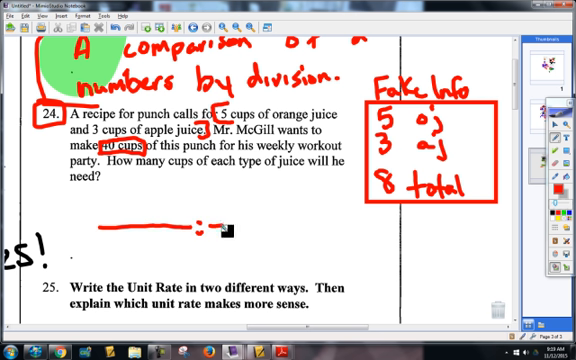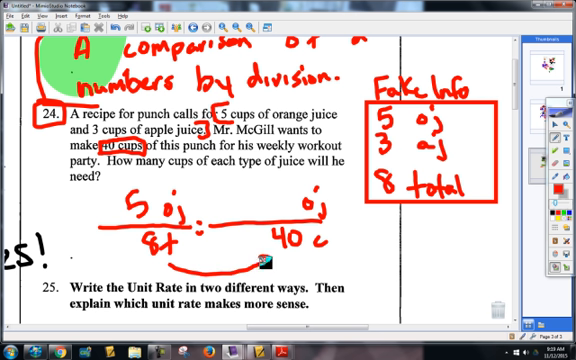Because we've got to figure out, if I know he wants to make 40 cups, I'm going to put 40 cups there. I'm going to put 8 total there. Now to figure out orange juice, I'm going to put orange juice on the top, and orange juice here, 5. What am I doing to my total? Times 5. So how many cups of orange juice is he going to need? Times 5, 25. So the idea here is, you did not have to show a proportion on this one, even though I would want you to. But the idea is, he wants to make 5 times the amount, right?